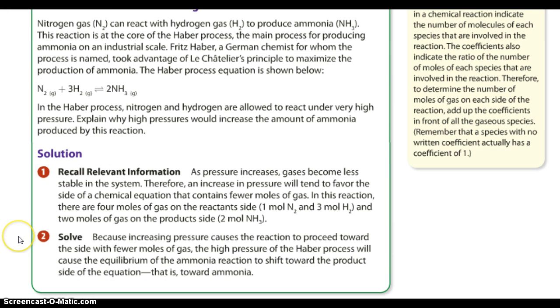Because increasing pressure causes the reaction to proceed toward the side with fewer moles of gas, the high pressure of the Haber process will cause the equilibrium of the ammonia reaction to shift toward the product side of the equation, that is, toward the ammonia.